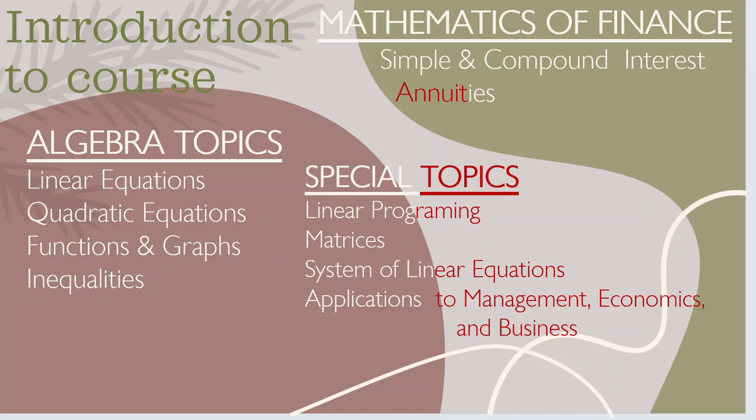All right. This is a mathematics course. It is for business majors. It is the one before you get to the calculus component, which is 1325. We'll start off with algebra topics that are linear equations, quadratics, functions, graphs, and inequalities. Some special topics, which are linear programming, matrices, systems of linear equations, and applications. And then the last component, which is simple and compound interest and annuities, that business concept. It is not a difficult class, but you must have a willingness to work hard because this is 5 weeks.